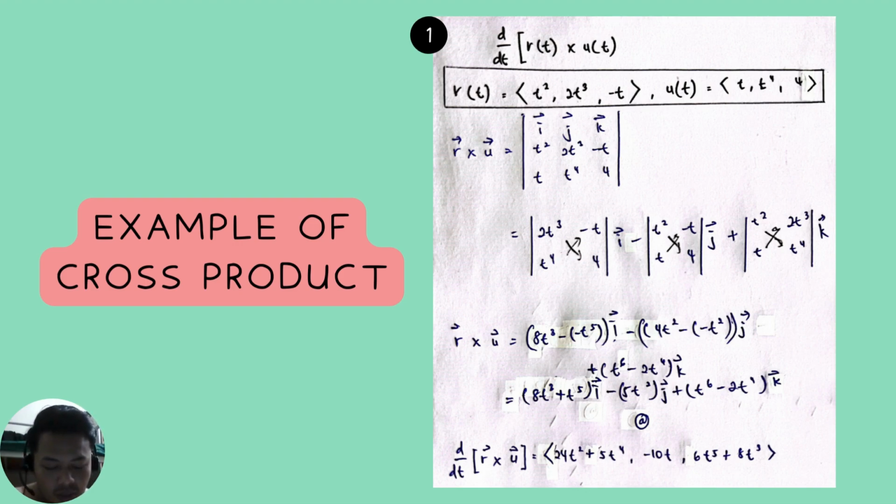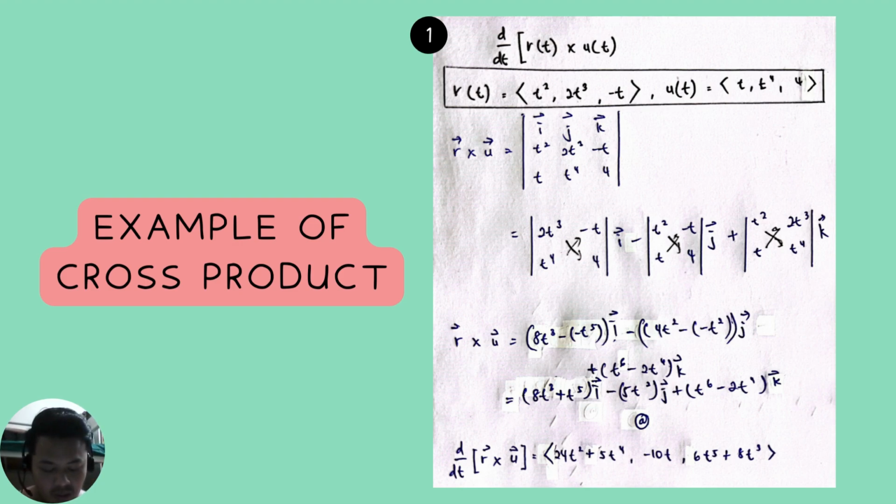Okay, let's start by finding r cross u. We will do this by evaluating a 3 by 3 determinant, where the first row will be the ijk vectors. The second row will be the components from the vector valued function r, which is t, t square, 2t square, and negative t. And the third row, we have t, t power 4, and 4.